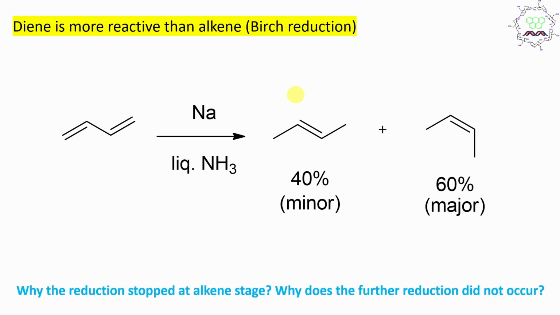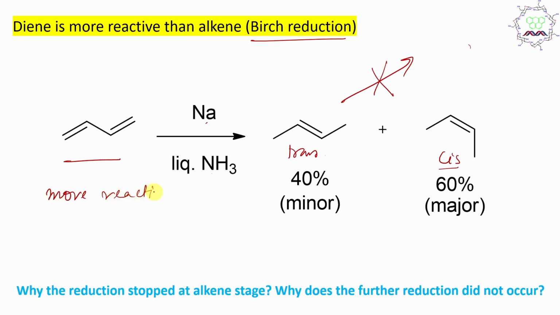But is butadiene really stable? Let's see this example. If you take butadiene and react it with sodium in liquid ammonia, this is nothing but Birch reduction. What does it produce? It produces an isolated alkene, 40% trans and 60% cis. But this is a simple isolated alkene, and no further reaction happens. Further reduction is not possible. From this statement, I can say butadiene is more reactive than a simple alkene.